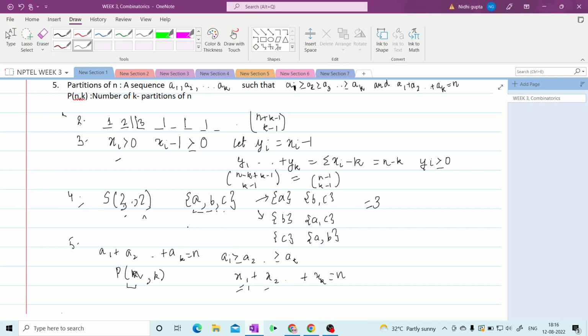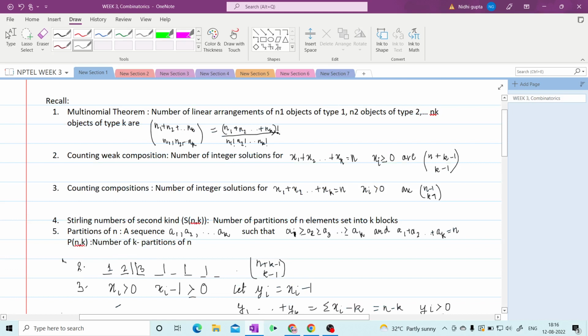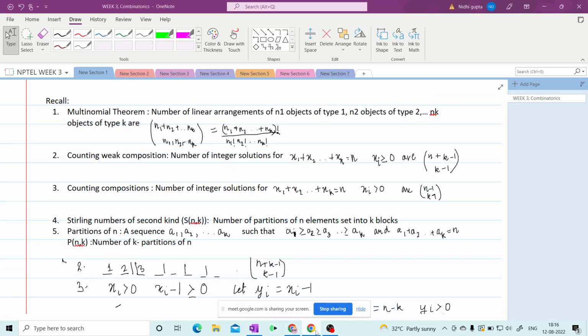So this is how compositions, Stirling numbers and partitions are distinct. So now we'll solve some problems related to this.